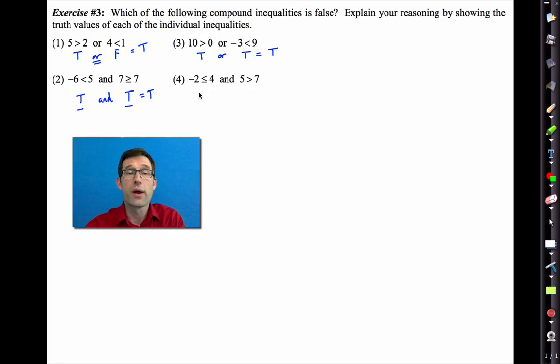So 4 has got to be the right answer, but let's walk through it really quick. -2 is less than or equal to 4. Well, that's true. And 5 is greater than 7. Well, that's false. The only way an and statement is going to be true is if all parts are true. And again, that at least fits our intuition. If somebody came up to you and they said, hey, -2 is less than or equal to 4 and 5 is greater than 7, you'd say, no, it's not. And I'd say, why? And you'd say, well, because 5's not greater than 7, right?